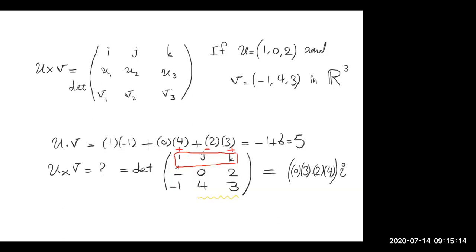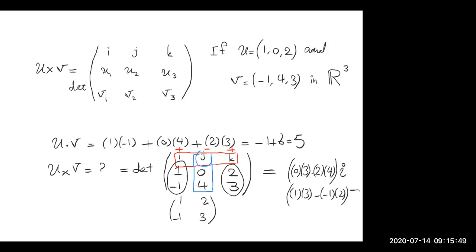rectangle. Now let's look at the second column. If I remove the second column, what remains? The remaining part of this matrix is this part and this part. 1, 2, -1, 3. Let's compute determinant of this one. It would be 1 times 3 minus -1 times 2, right? Now let's multiply by this element in the intersection here, which is J. But because there's minus sign above it, we put a minus sign here.